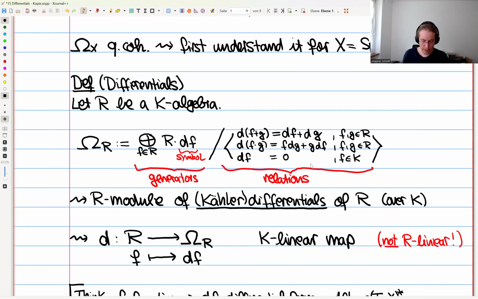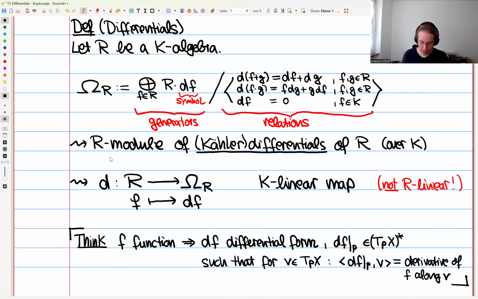And the idea here is that if you now on spec R take the sheaf associated to this R module, this will give you the cotangent sheaf on spec R. Maybe for how to think about this, if F is a function, just think about it in terms of these differential forms that you might have seen in analysis lectures. So if F is a function, then dF is a differential form. If you evaluate it at a certain point, it lands in the cotangent space of x at this point.